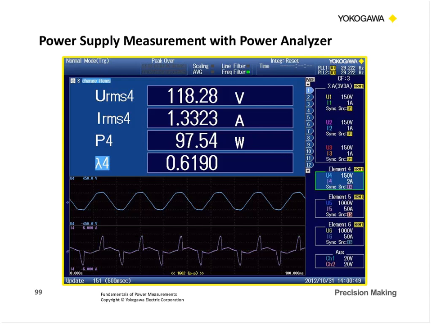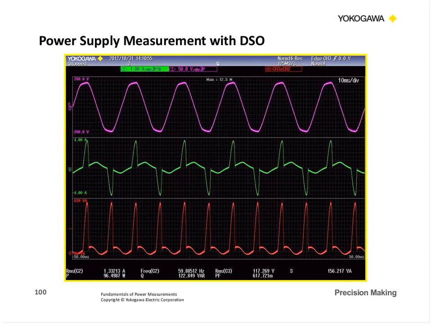Here's a power supply measurement we did with the power analyzer. We had a pulse current type load on the power supply with a kind of distorted voltage. We measured RMS voltage and current, and we got the power and the power factor. Then we used a scope doing the same thing, same load, same power supply, with a slightly different display. We enter voltage and current and the pulse power that we're getting from the current, and we get our data down here.